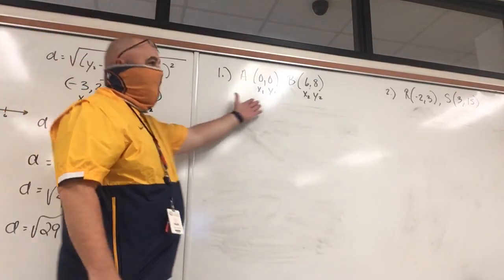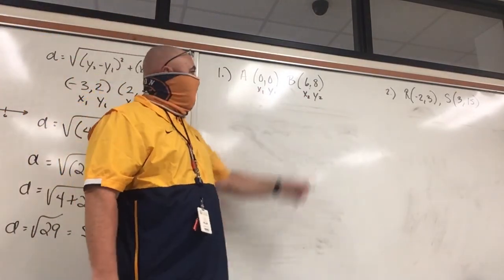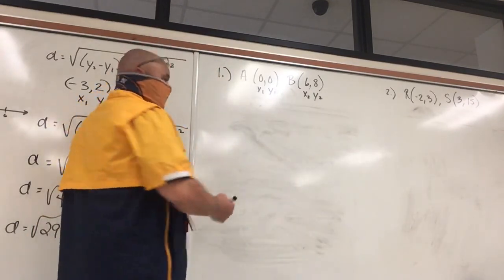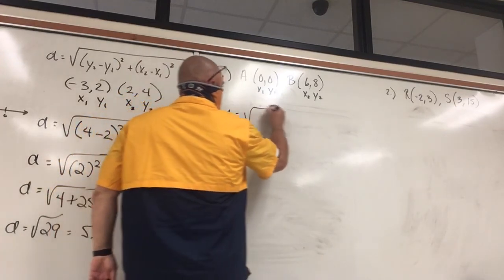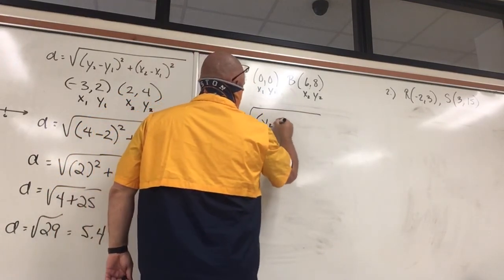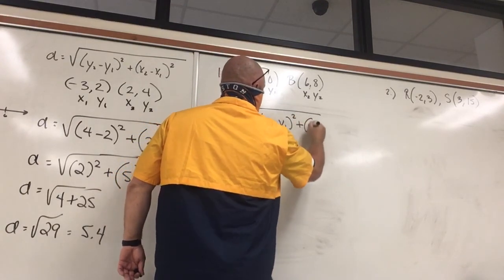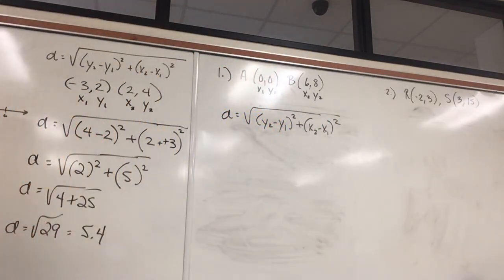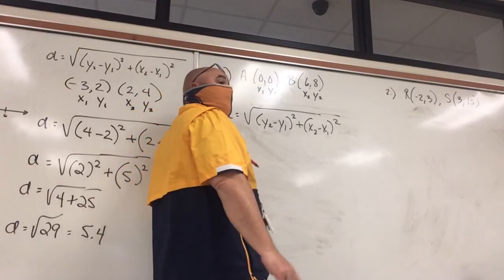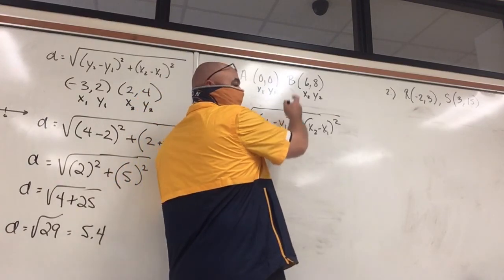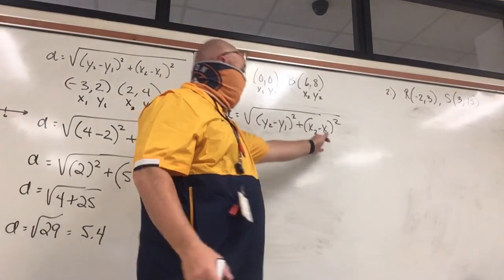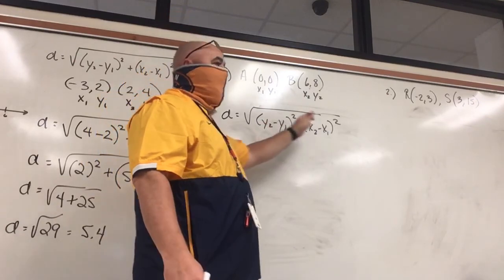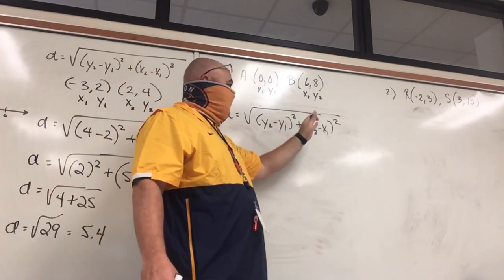Alright, here we go. I've already defined them for you. This is XY, this is XY, this is the first set of points, this is the second set of points. Okay? So D equals Y2 minus Y1 squared plus X2 minus X1 squared. Doesn't matter which one's Y1 or Y2, as long as you're subtracting. And actually, you can put this first and this second. It doesn't matter.